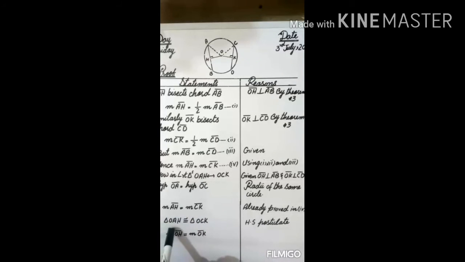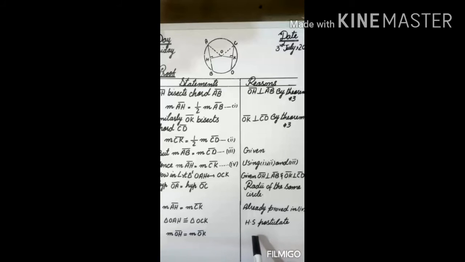Now triangle OAH is congruent to triangle OCK. These two right angle triangles are congruent, and the congruency is proved by the HS postulate. You know very well what the HS postulate means. If in two right angle triangles, one side and the hypotenuse of one triangle are congruent to one side and the hypotenuse of the other triangle, then we can say that these two triangles are congruent.